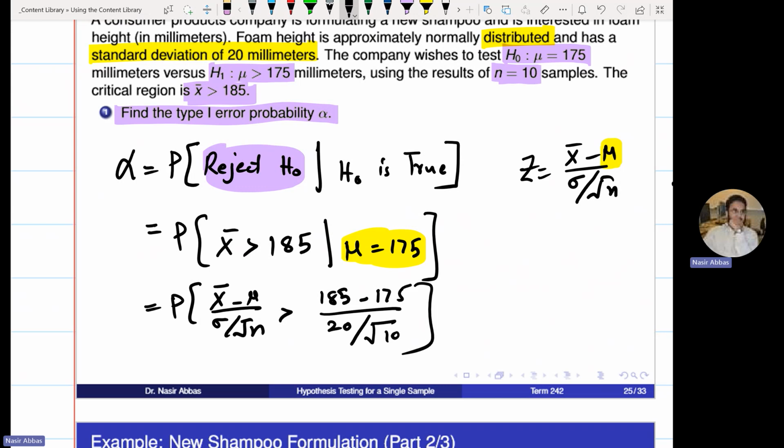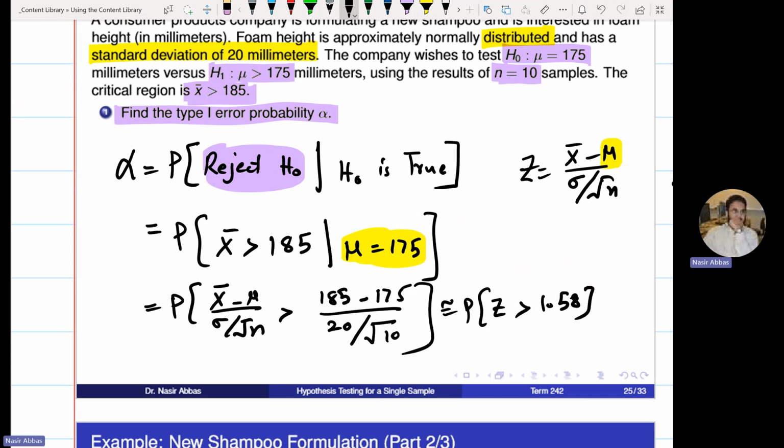Do we know how to solve this question now? It's a simple question from chapter 4 now. So this is the probability of Z more than, using calculators, 10 divided by 20 over square root of 10, which is 1.58. It will not be exact, right? Yeah, so I will write an approximate sign.